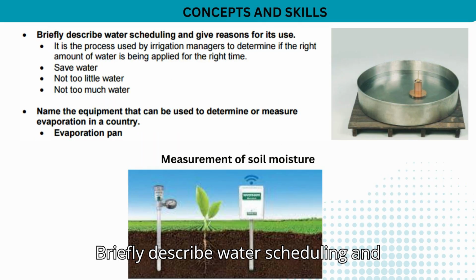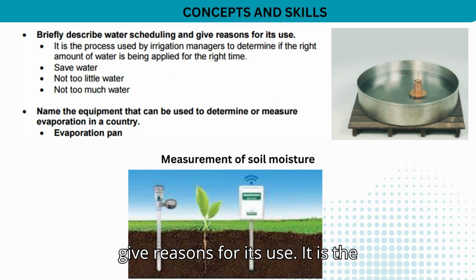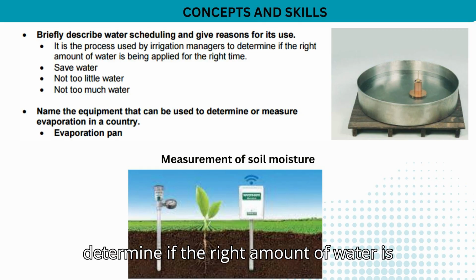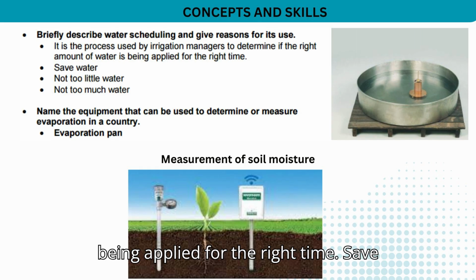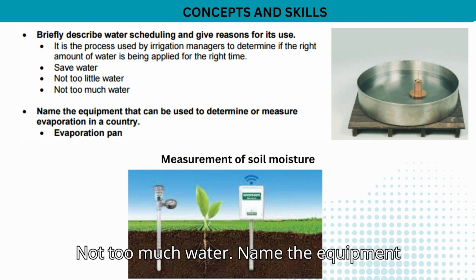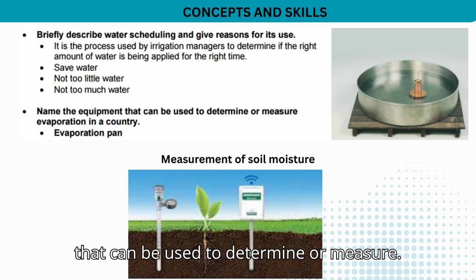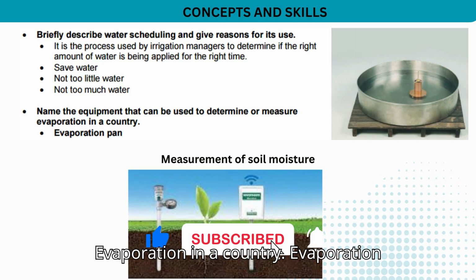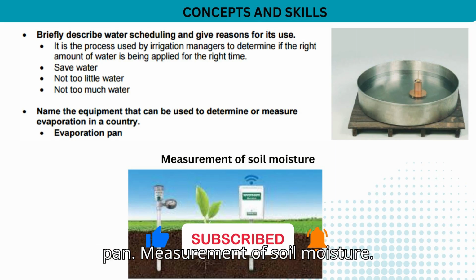Briefly describe water scheduling and give reasons for its use. It is the process used by irrigation managers to determine if the right amount of water is being applied for the right time. Save water. Not too little water. Not too much water. Name the equipment that can be used to determine or measure evaporation in a country. Evaporation pan.